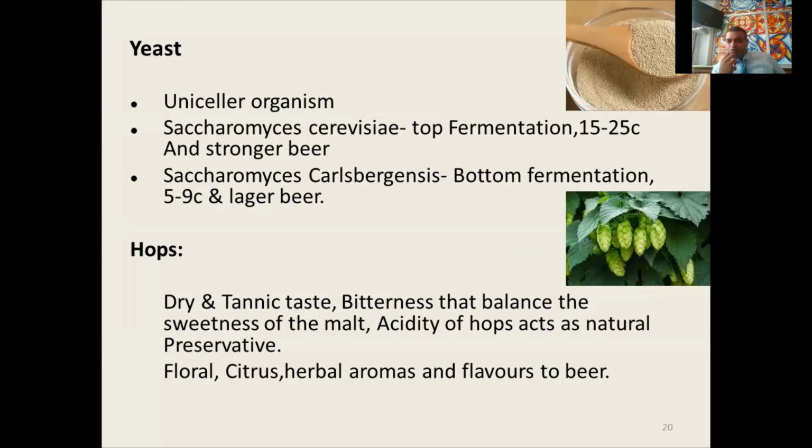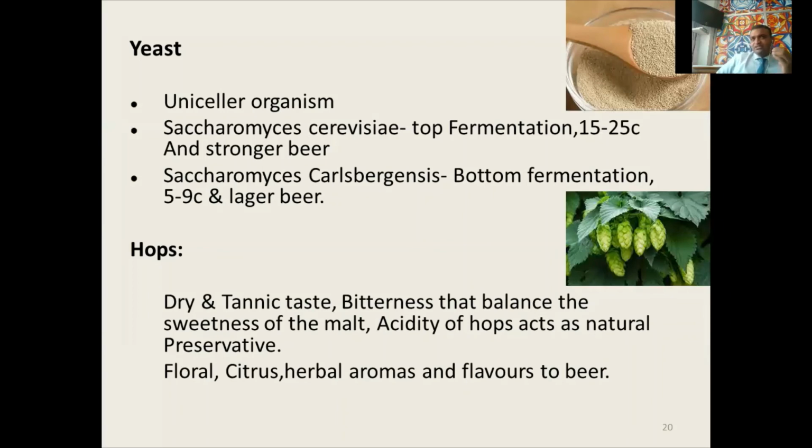This is very, very important for your 1 mark or 2 mark questions. This is technical, and interviews might also ask these types of questions. So I repeat, we have two types of yeast: Saccharomyces cerevisiae and Saccharomyces carlsbergensis. Cerevisiae goes for top fermentation at 15 to 25 degrees and gives a stronger beer. Carlsbergensis goes for bottom fermentation at 5 to 9 degrees and gives a light beer.